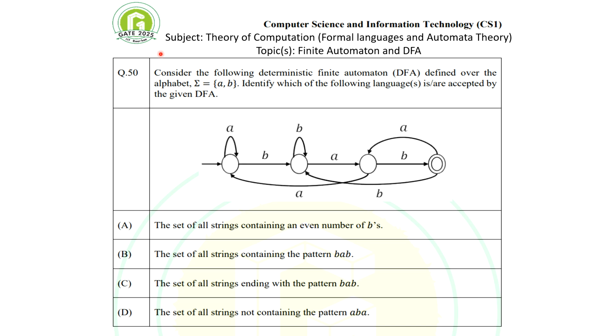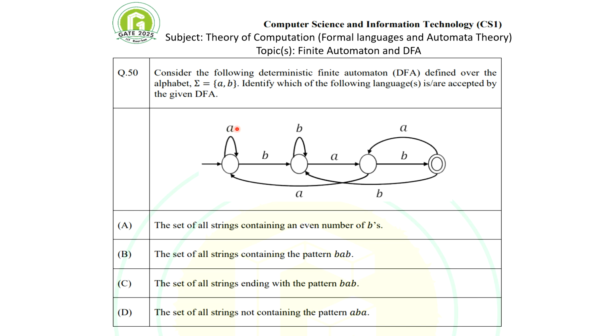This is a GATE question from the year 2025, question number 50 of set 1, asked for 2 marks. Consider the following deterministic finite automaton DFA defined over the alphabet set sigma over A and B. Identify which of the following languages is or are accepted by the given DFA.